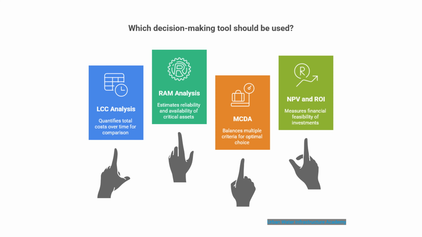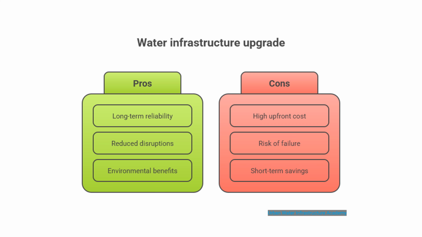Multi-criteria decision analysis. When we juggle multiple factors, cost, risk, environmental impact, social value, multi-criteria decision analysis helps weigh them fairly to find the best overall option. NPV or ROI, net present value and return on investment calculations show how future cash flows measure against today's investments, underscoring financial feasibility. Let me share a story from my experience.